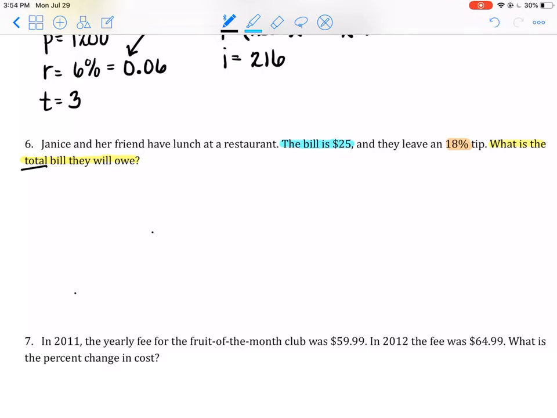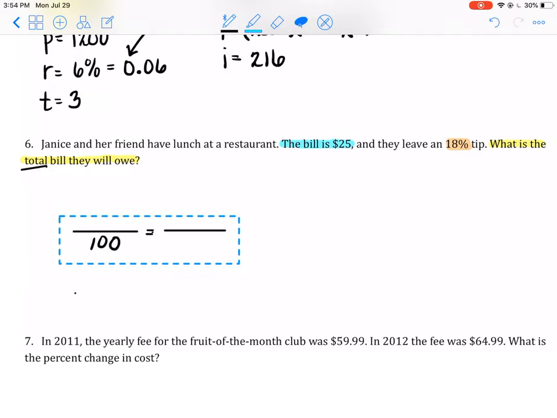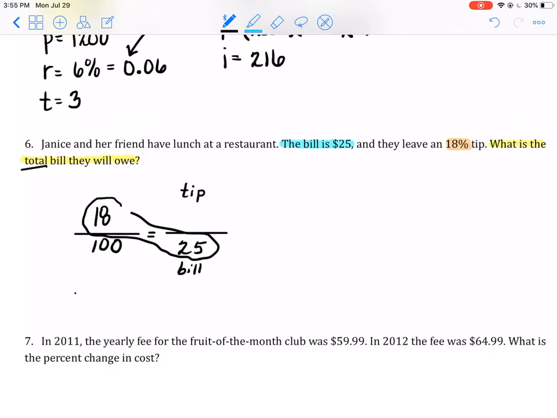It's not interest this time. This is a percent problem. So you're going to need your little, if you're using this method, you can use any method you want. All right, 18%. $25 bill. And remember, this is the tip. That's what the 18% is. So we're going to find the tip right here. So 25 times 18, that's horrible.